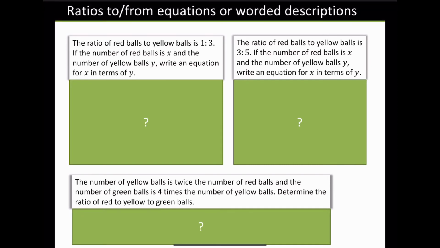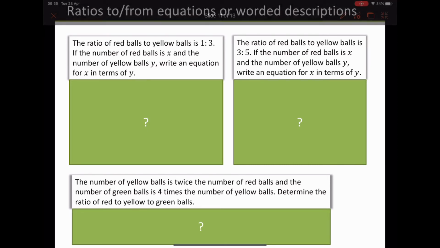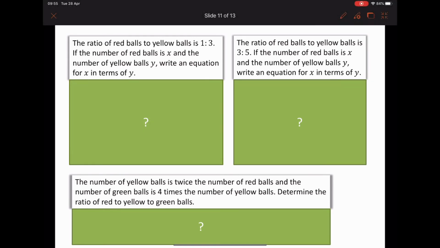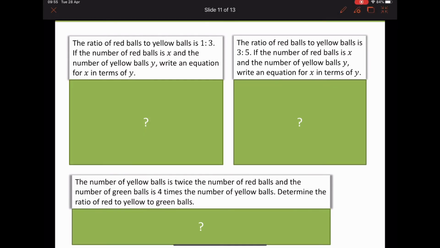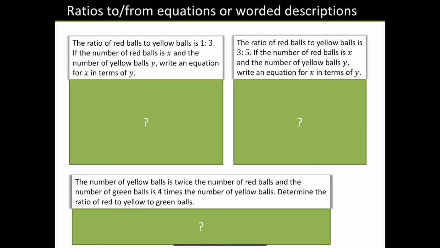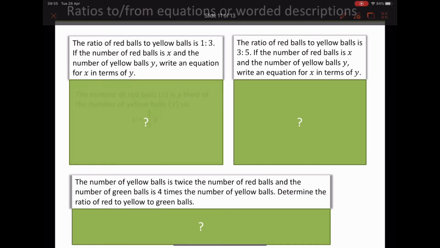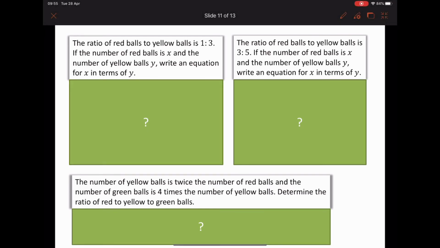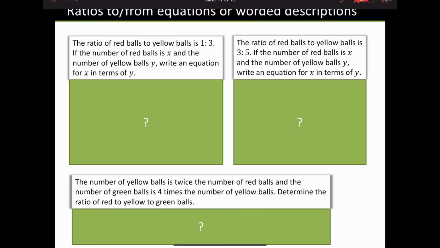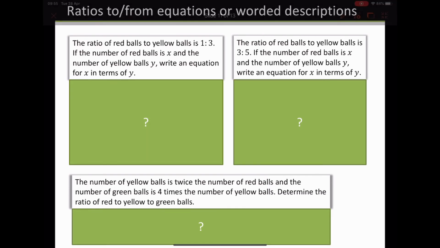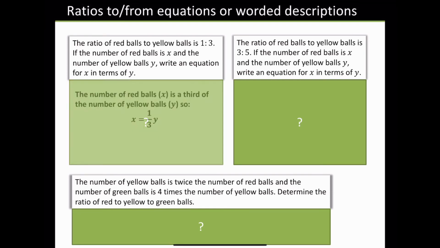So a bit of a trickier question for us. The ratio of 1 to 3. These are harder questions, so you've got 1, 2, 3. The way I want you to be thinking is that for every 1 red ball, you get 3 yellow ones. So this is why the answer is x equals 1/3 of y.